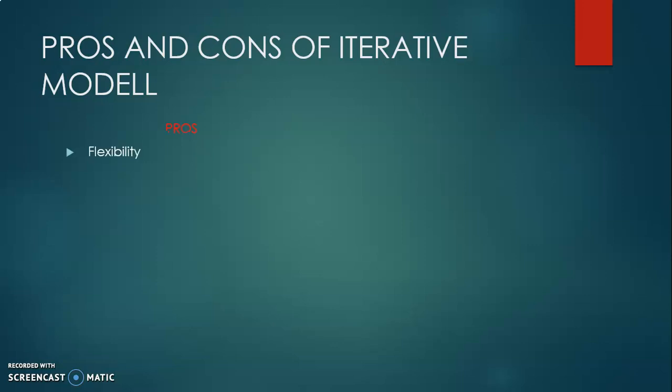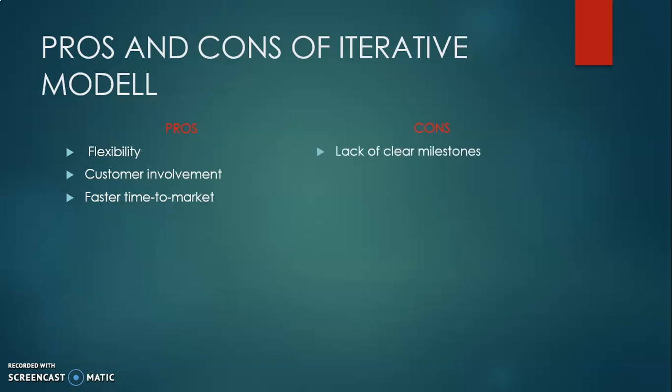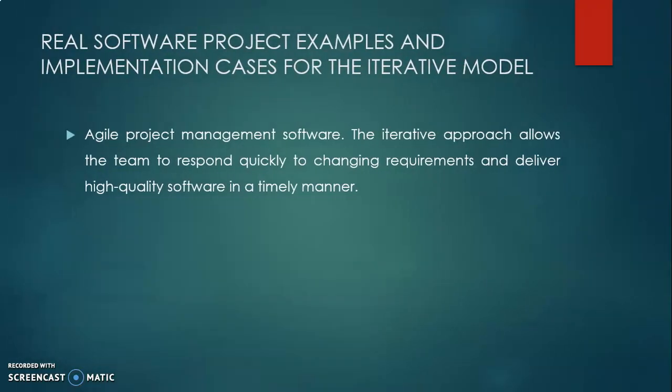Start with the pros: flexibility, of course, customer involvement, faster time to market. Then you go now to the cons: lack of clear milestones, increased complexity, higher cost. So a real-life implementation of this model: agile project management software. The iterative approach allows the team to respond quickly to changing requirements and deliver high-quality software in a timely manner.